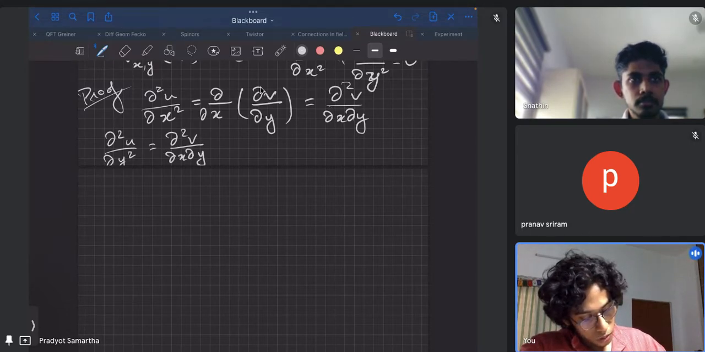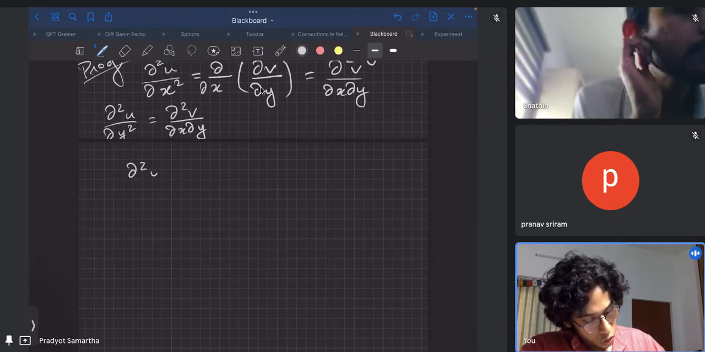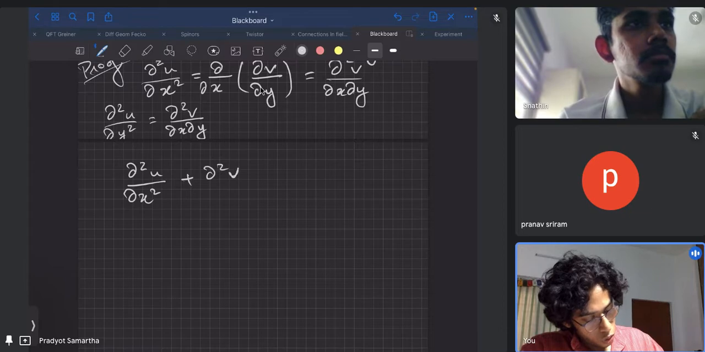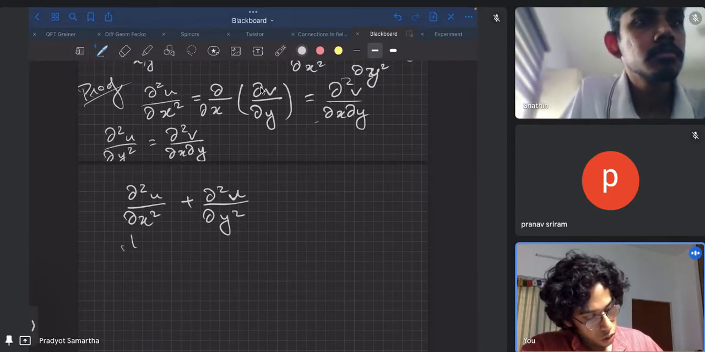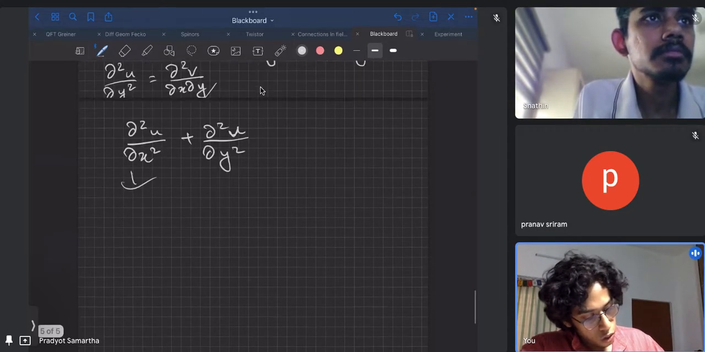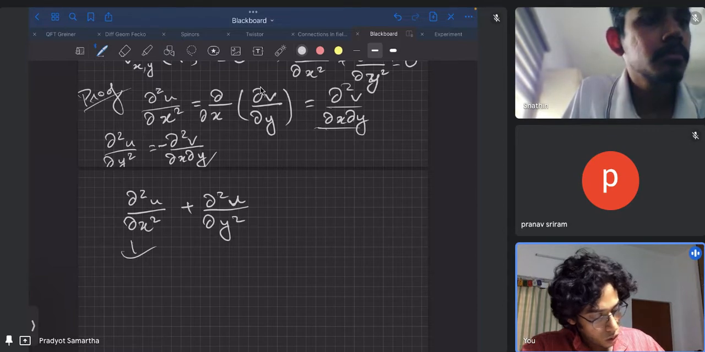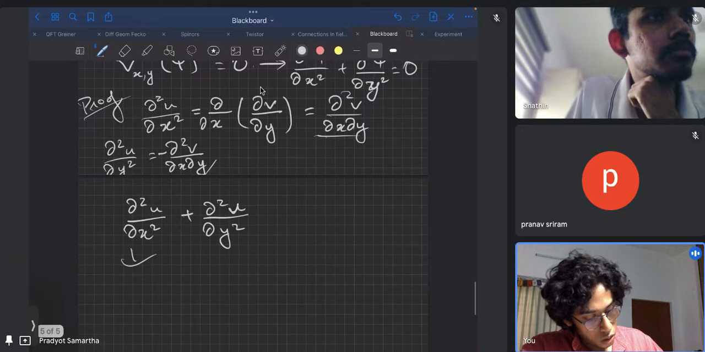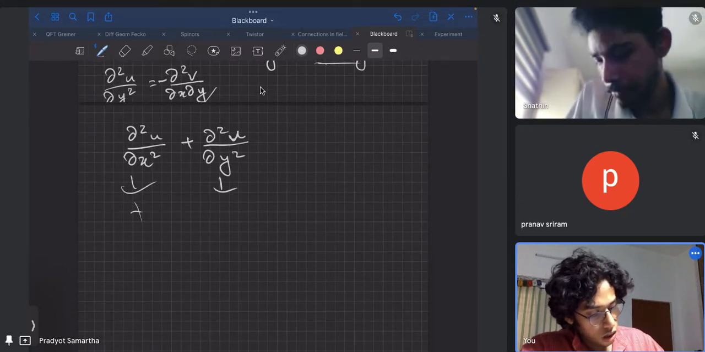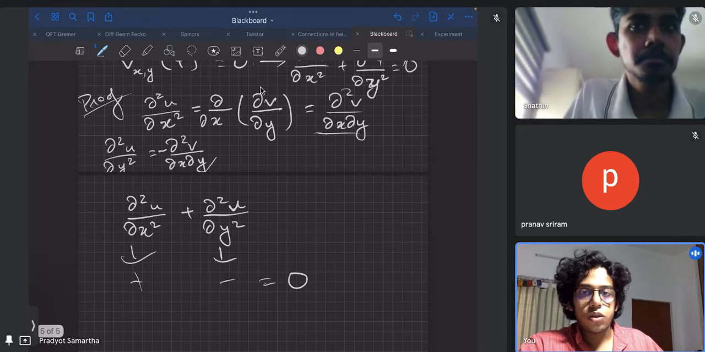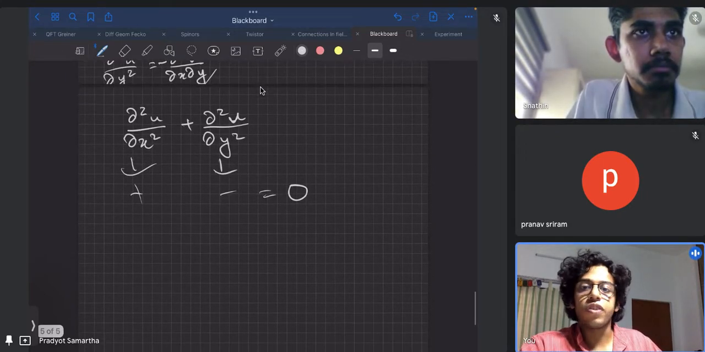Now just adding these two terms, you have dou square u by dou x square plus dou square u by dou y square. You replace the first with this, and you replace the second with this, so you have basically plus and minus. So you have minus there, right? Dou square u by dou y square is equal to minus dou square v by dou x square. Then you have plus and minus, that is equal to 0. So this is the same process, and this proof is fairly simple.